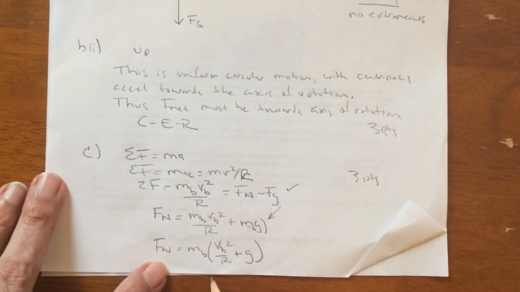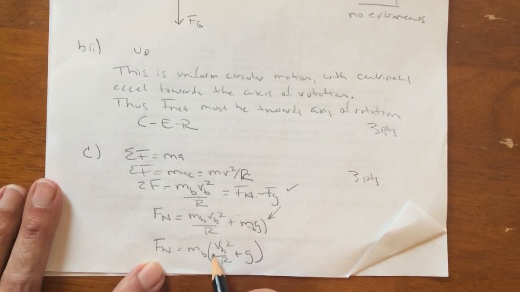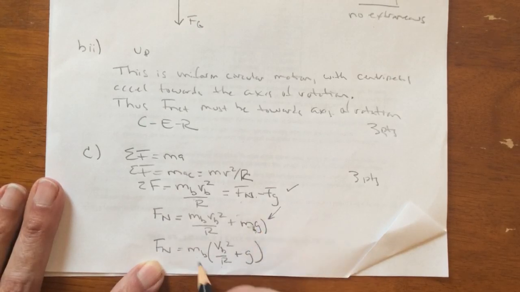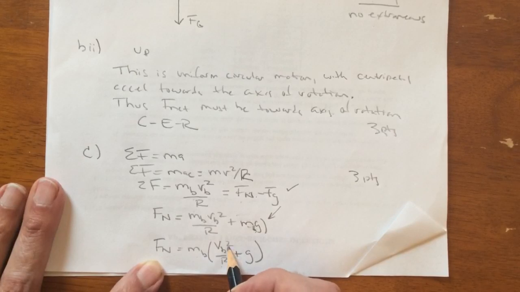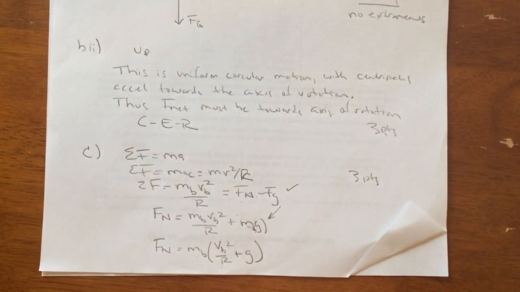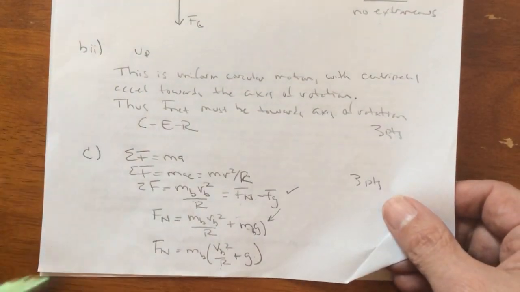Now, the College Board loves this. This is the distributive property, isn't it? So I can factor out MB. I can factor out MB times VB squared over R plus g. If I multiply, I'm going to get the exact same thing, won't I? College Board loves to factor stuff out and use that distributive law. Show them what you are made of. Next.